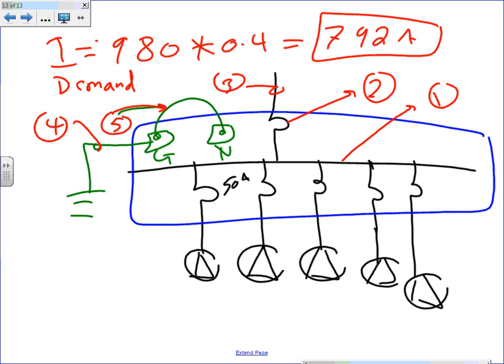Now, we're not doing the branch circuits. Branch circuits are easy. You size them. These are 50, and there was also 30 amp. There was also 20 amp. What was there? Another 20. Okay? Yes, sir. Just under your I equals 90, maybe.